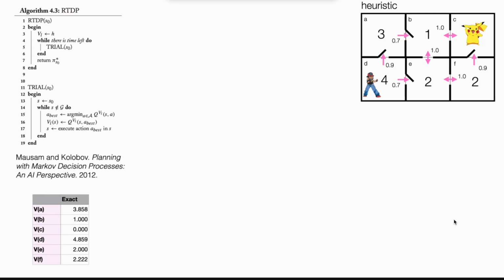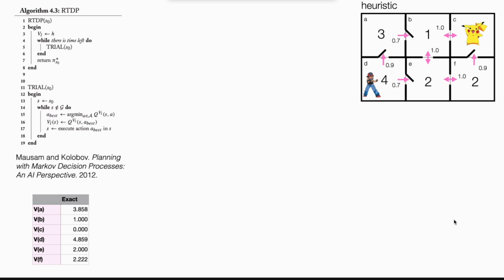So we're going to look at real-time dynamic programming. Real-time dynamic programming is a heuristic search algorithm for MDPs, and it's a trial-based algorithm or a sample-based algorithm. So that's how we're going to deal with the probability.